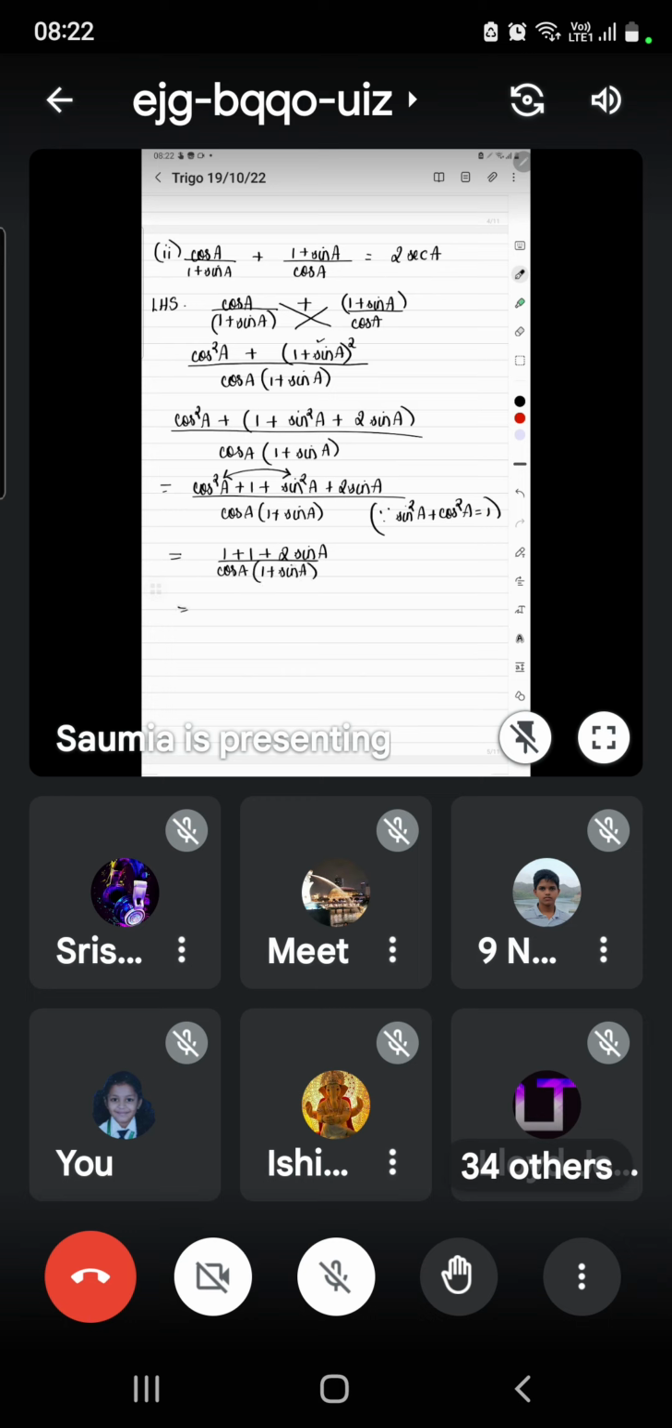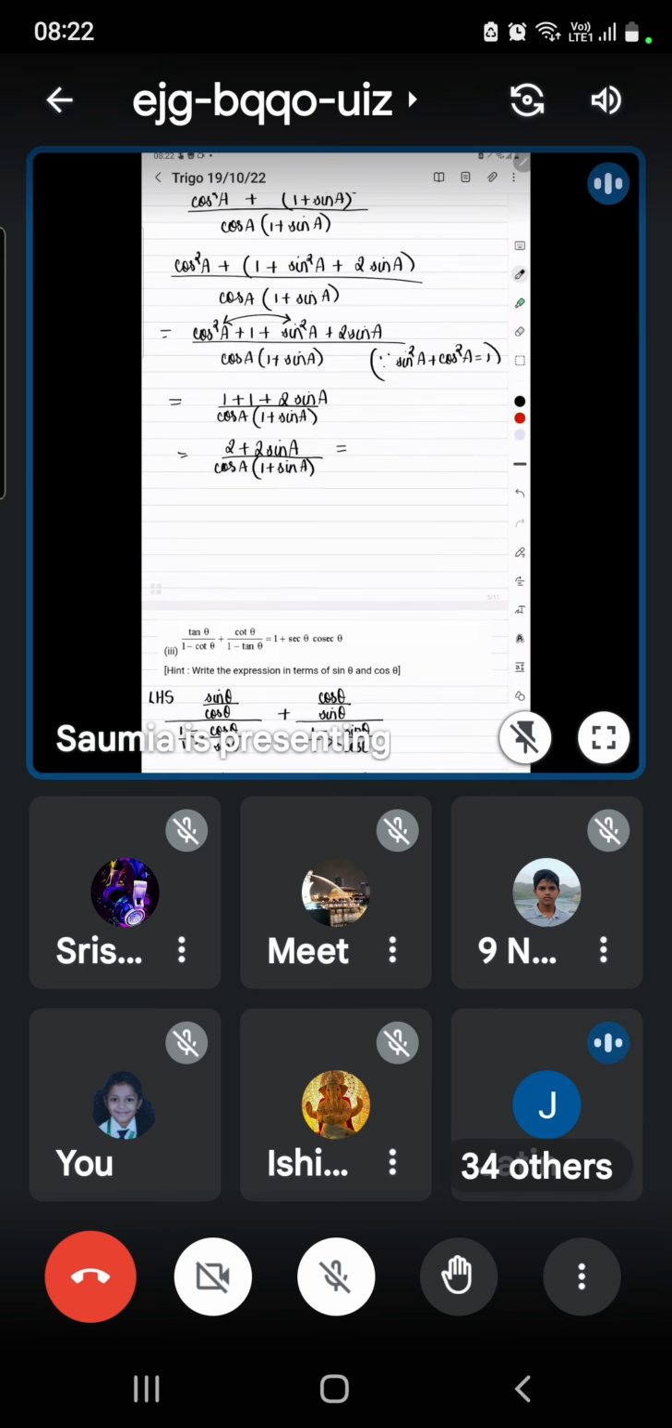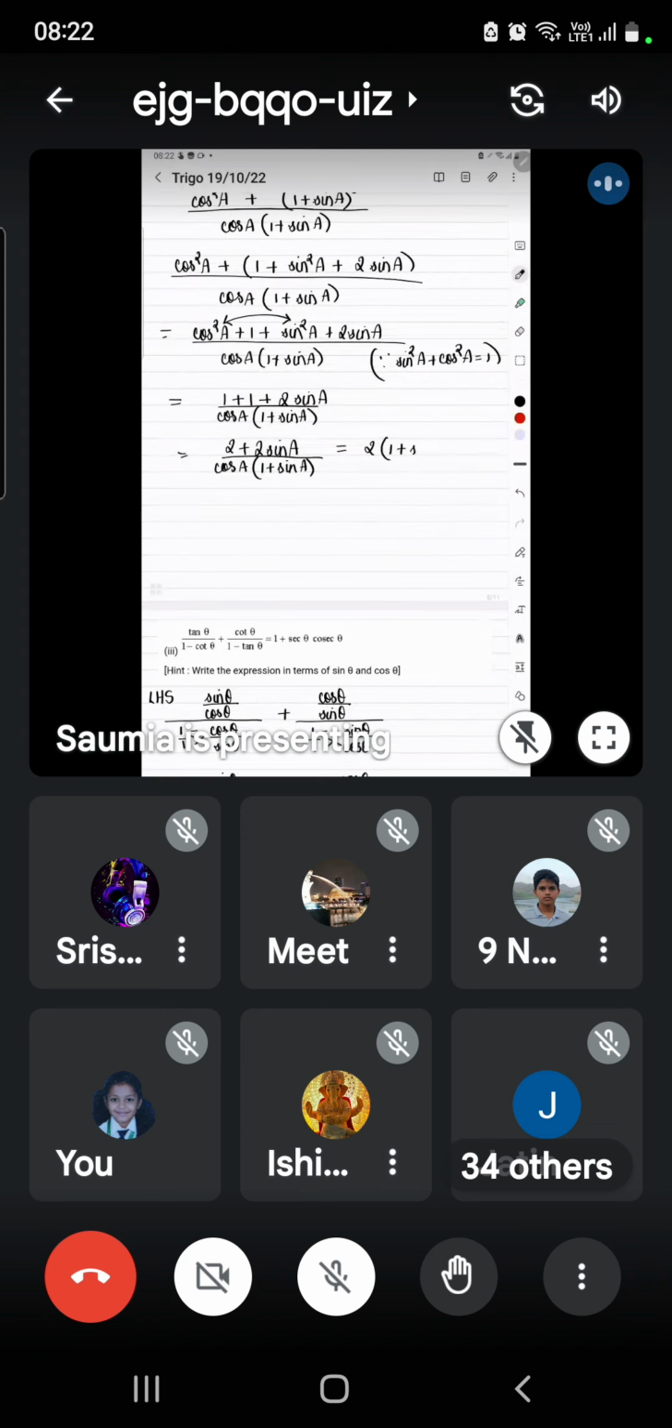Okay. Now, 1 plus 1 is 2. So the numerator becomes 2 plus 2 sin A upon cos A into 1 plus sin A. Now what can I do? Ma'am, can take 2 common. Yes, I can take 2 common. So I will get 2 into 1 plus sin A upon cos A into 1 plus sin A. Now what can I do?